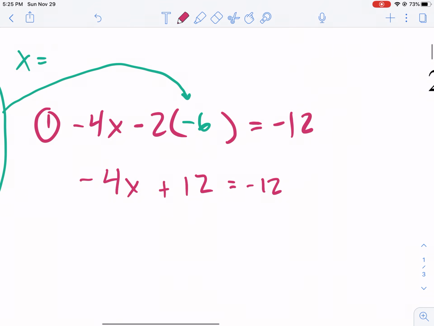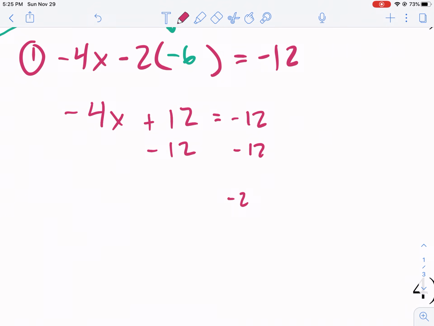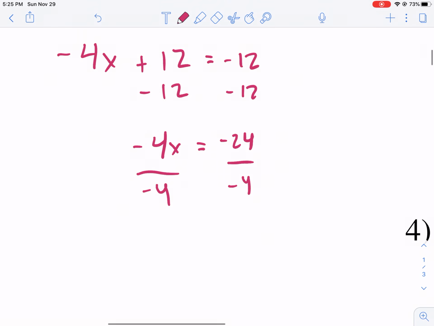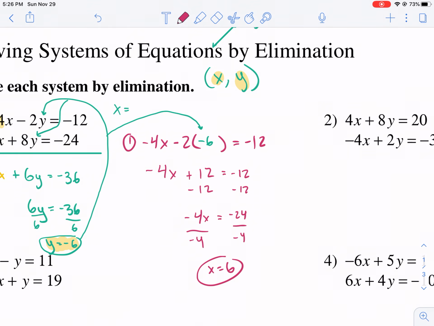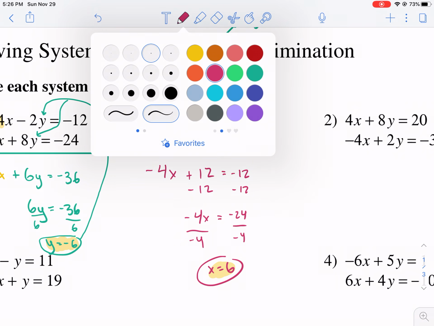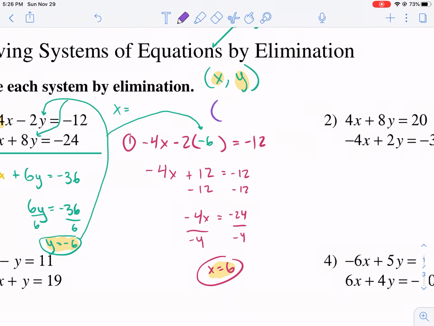So we're going to subtract 12 again. Subtract 12 again. We have -24 equals -4x. We're going to divide by -4, divide by -4, and we have x equals +6. So now we're done. Why? Because we have our x coordinate and we have our y coordinate. So we can write it as an ordered pair. I'm going to do that in purple. (6, -6). What does this mean?